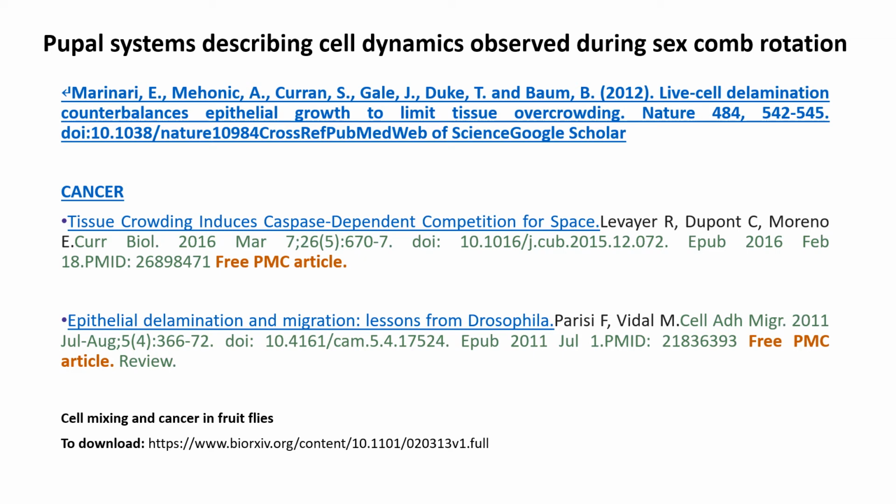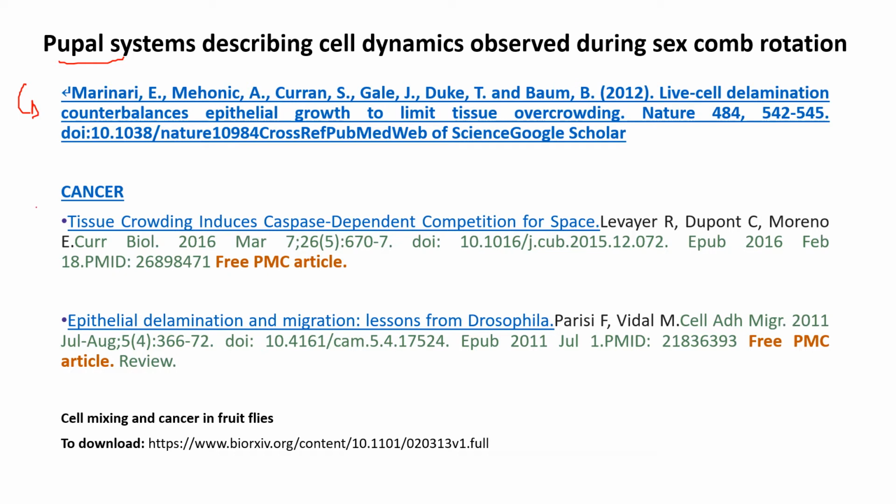Okay, so now I'm going to talk about the pupal systems. I'm going to talk a little bit first about some systems in the pupal stage that describe the cell dynamics observed during the cyclone rotation. And this is the paper that looks much similar to what is found in the back of the fly. I will talk a little bit about that.